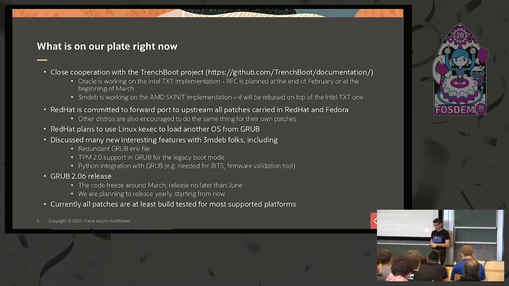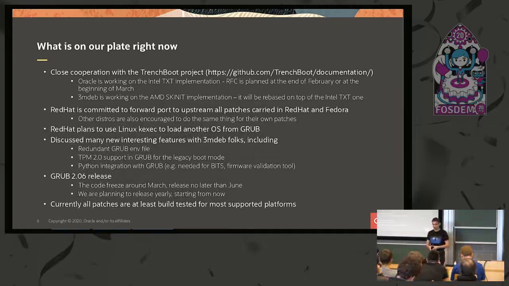This can be surprising for some people, but it is used for some firmware validation tools, and I think that this is quite an interesting usage for Python. We're also planning a GRUB 2.06 release this year. We are going to freeze the code around March, and the release probably no later than in June.